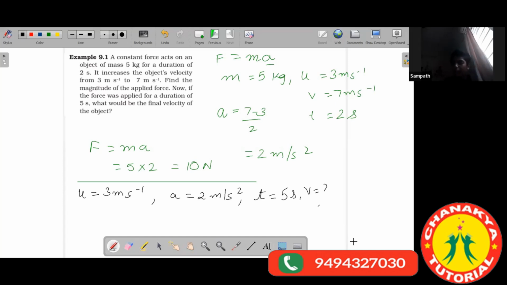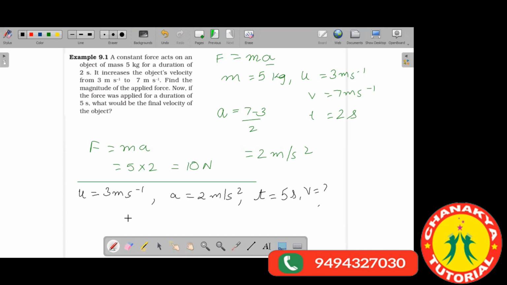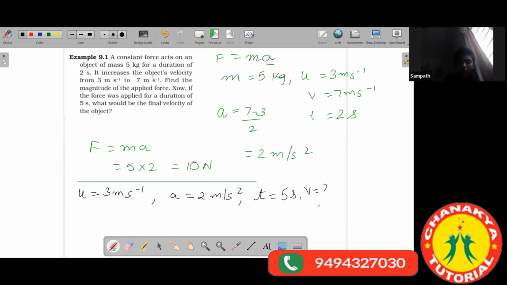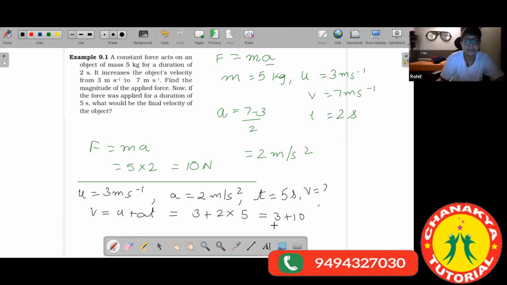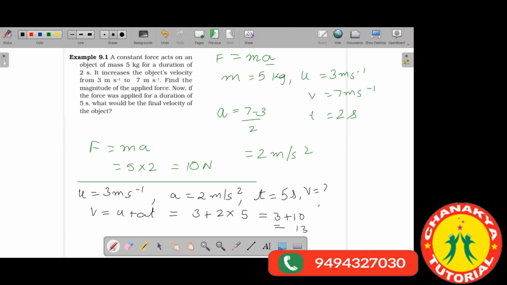Will the answer be 13 meters per second? Yes, 13 meters per second. We have v equals u plus at. u is given as 3, plus acceleration 2 multiplied with time, which is 5. So you get 3 plus 10, which is 13 meters per second. Got it? Anyone having any doubt?